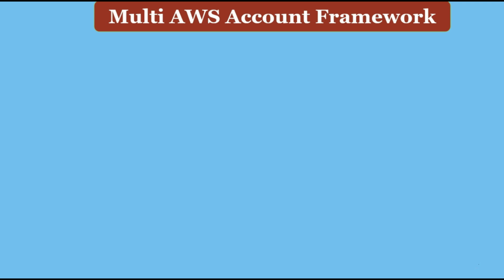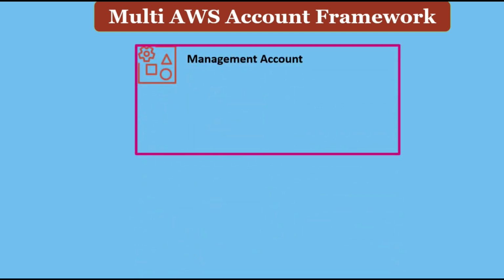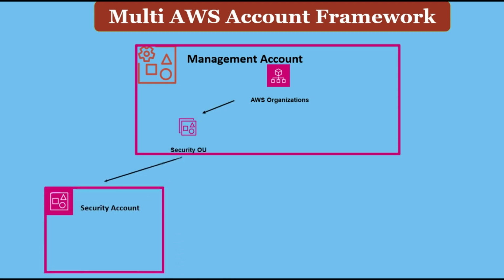Let us first look at how a typical multi-AWS account framework looks. You have a management account. Then within the management account, you have the AWS Organizations service, using which you will be creating multiple organizational units. For example, one of the organizational units is the security OU, which has a separate AWS account called the security account. This is meant for having all the security and network access controls that you define across AWS accounts.